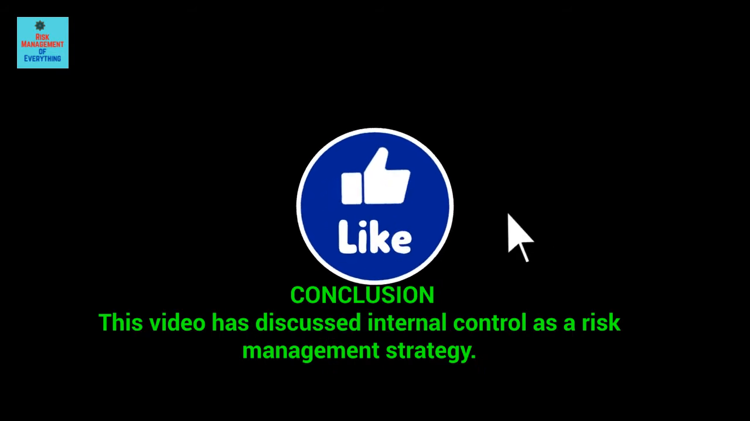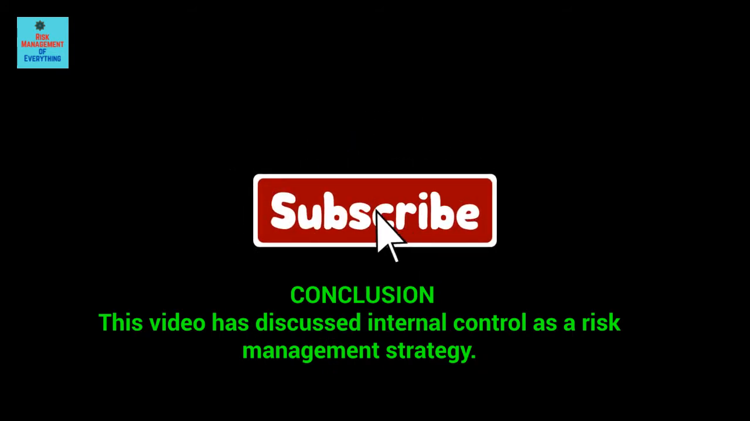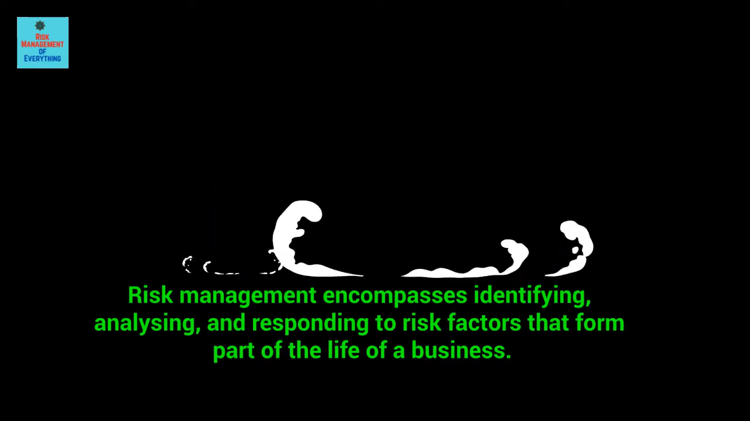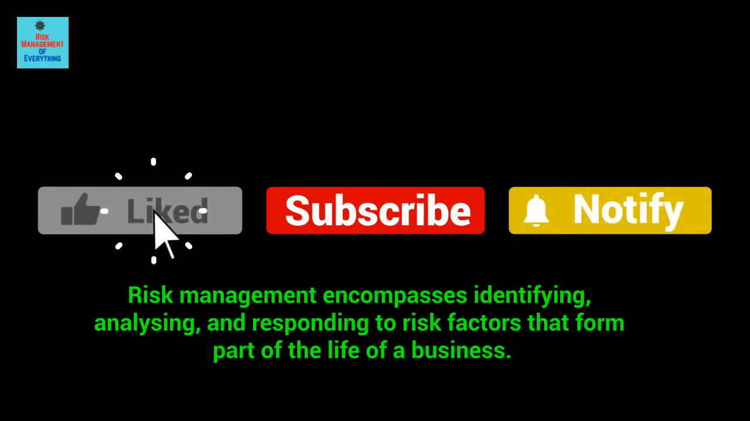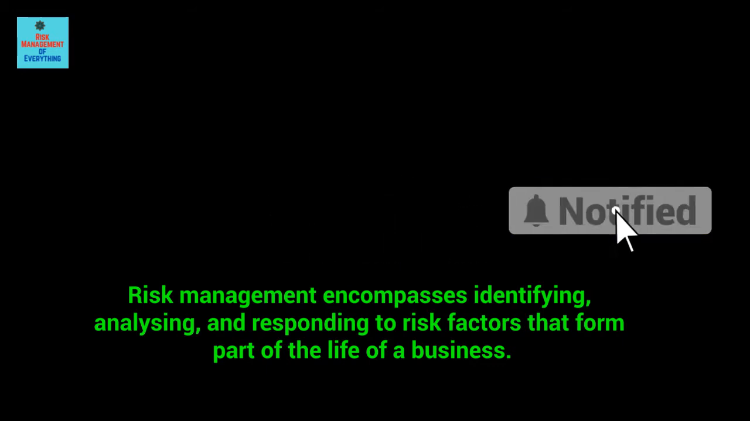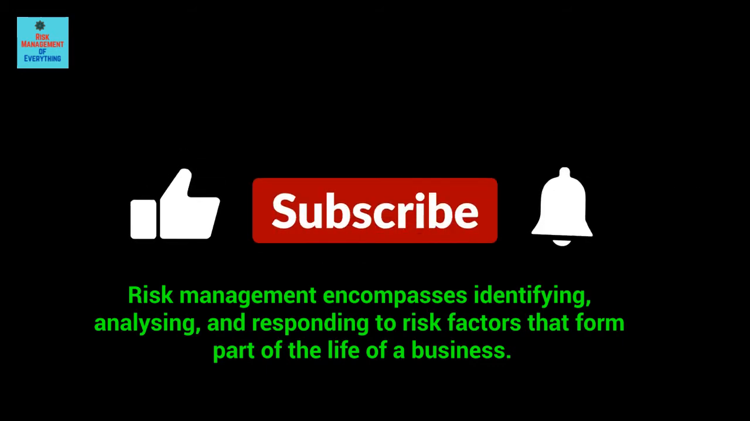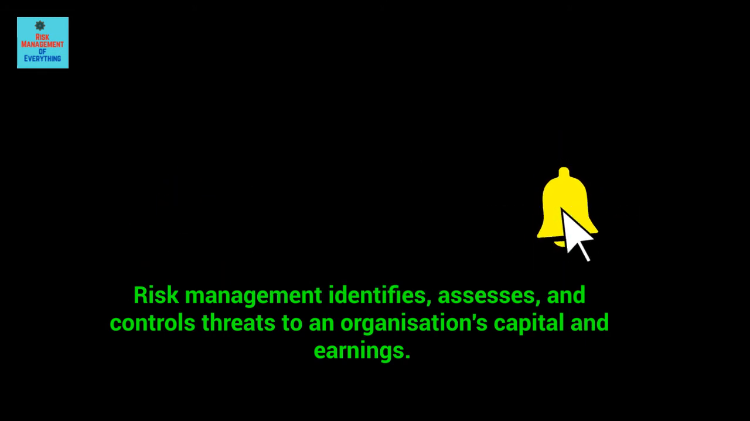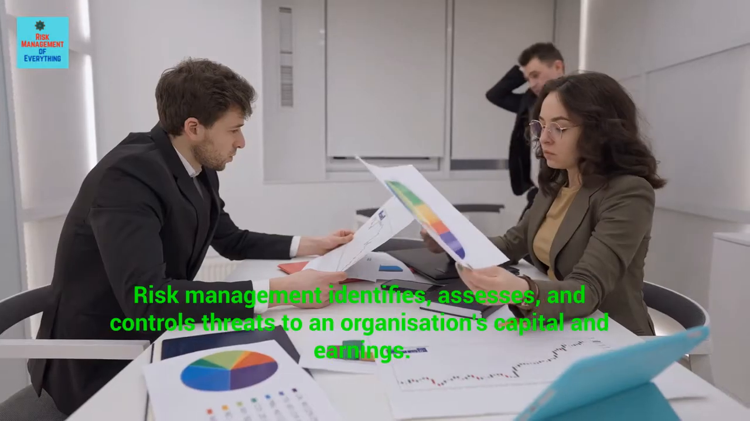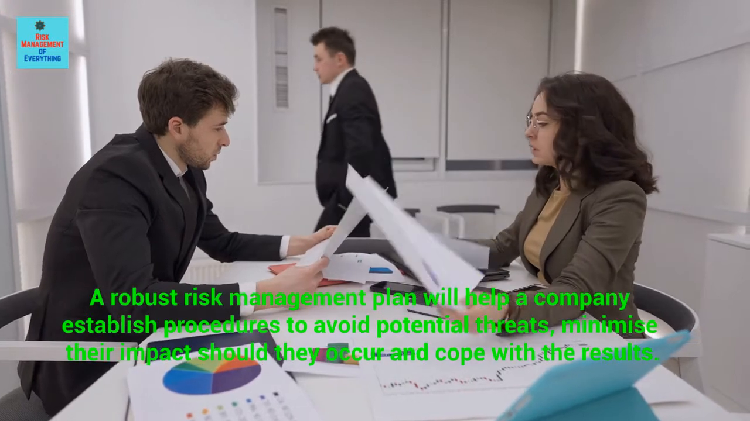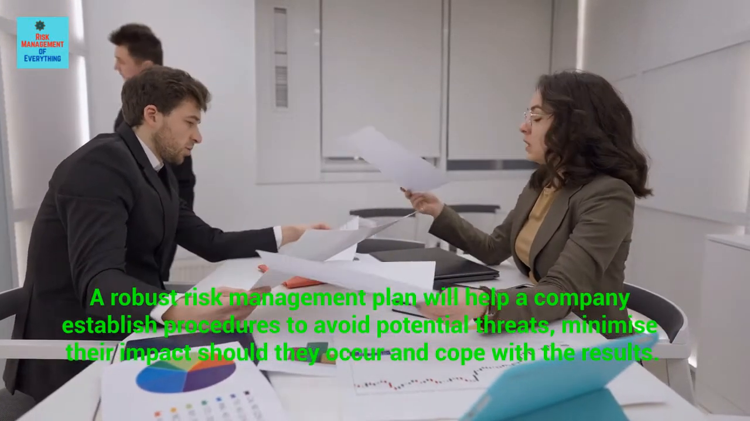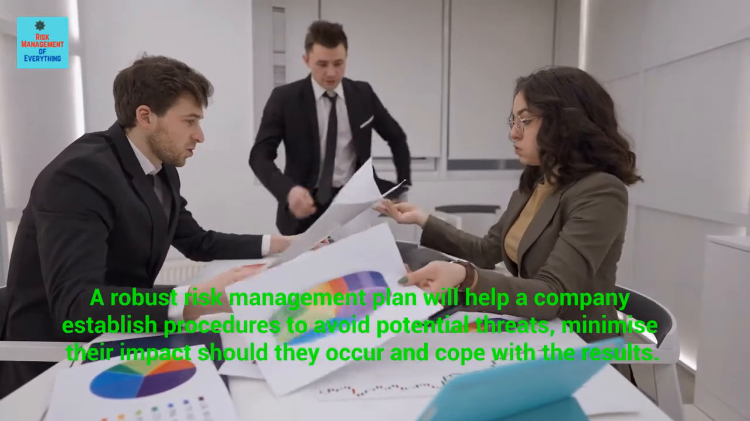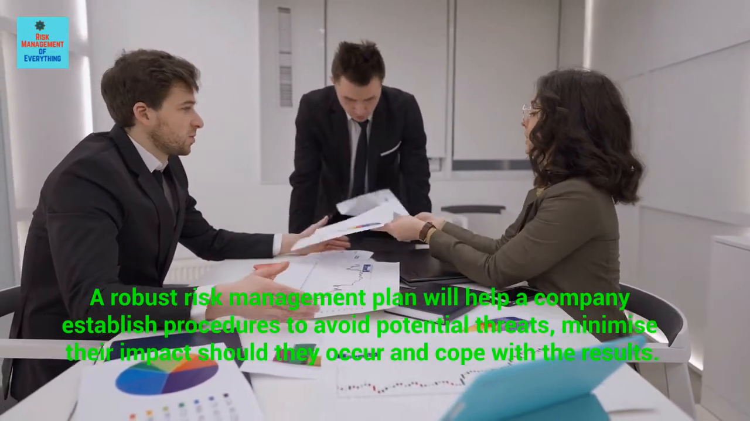Conclusion. This video has discussed internal control as a risk management strategy. Risk management encompasses identifying, analyzing, and responding to risk factors that form part of the life of a business. Risk management identifies, assesses, and controls threats to an organization's capital and earnings. A robust risk management plan will help a company establish procedures to avoid potential threats, minimize their impact should they occur, and cope with the results.